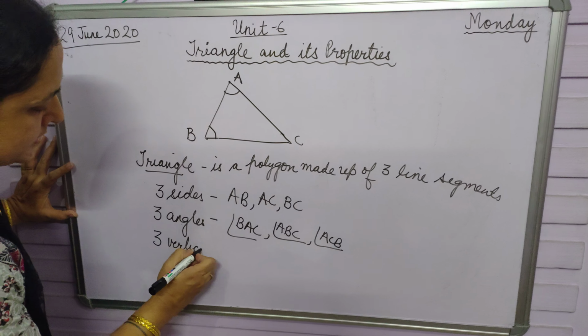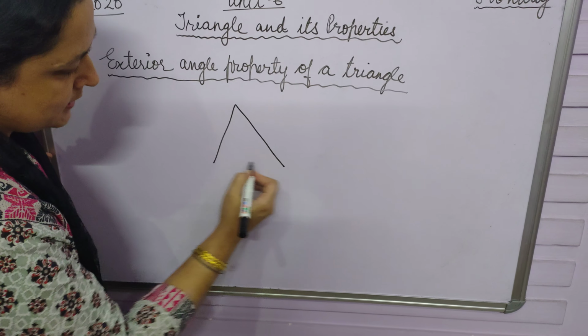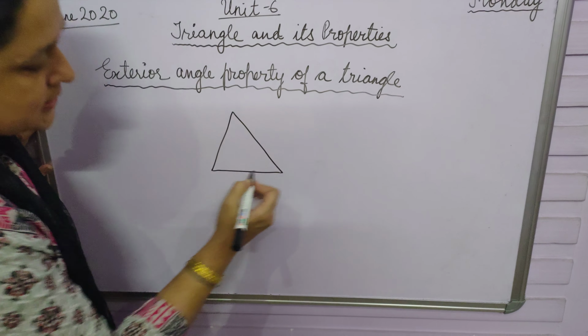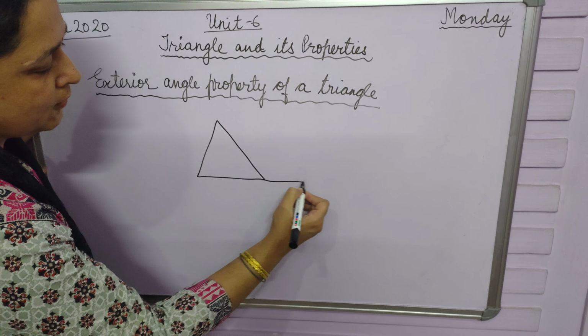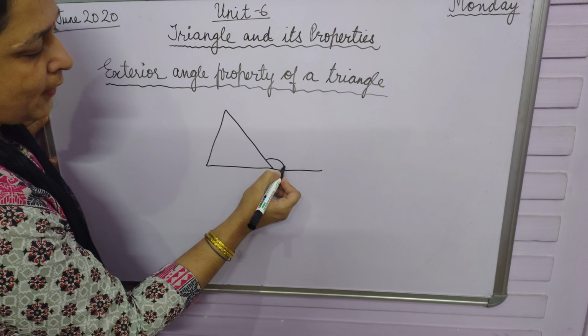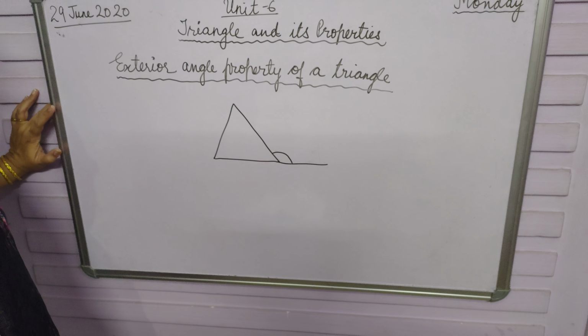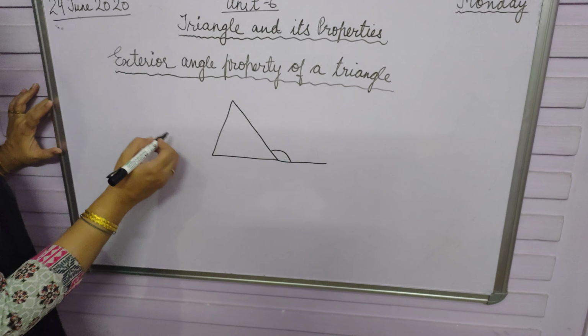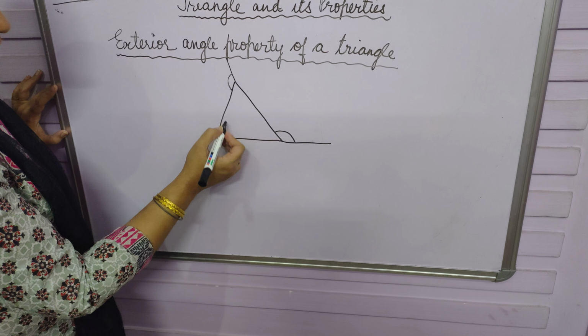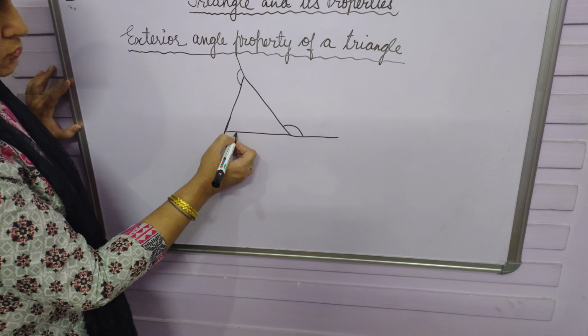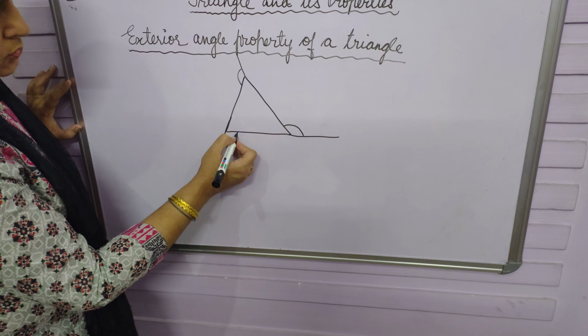First we are going to study about the exterior angle property of a triangle. For that we need to understand what is meant by exterior angle. Now there are 3 sides which make up this triangle. If I extend any one of the sides, then this type of angle which is formed is known as the exterior angle. Similarly, this can also be extended, then this is the exterior angle. And if I extend this side, then this is also the exterior angle of the triangle.